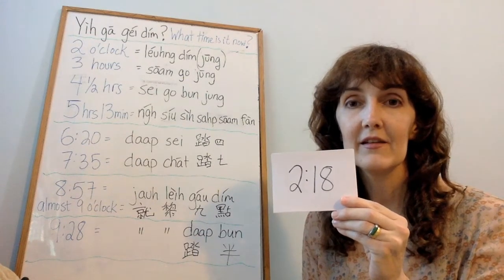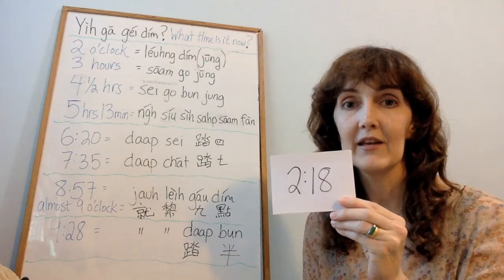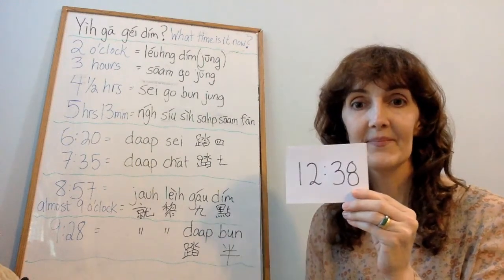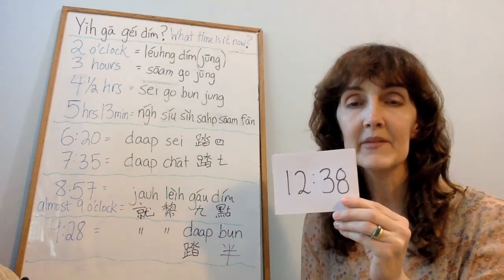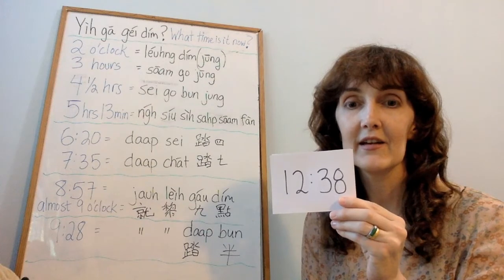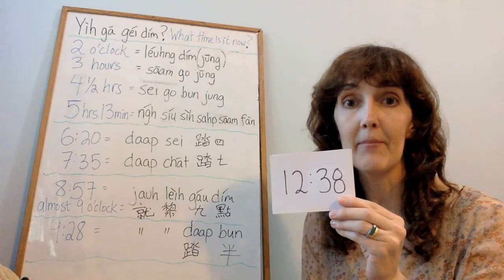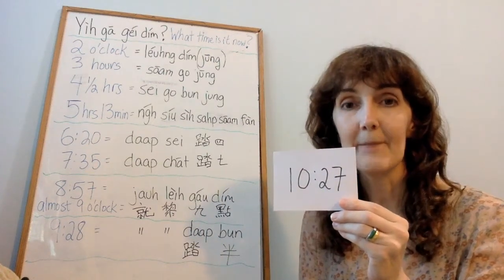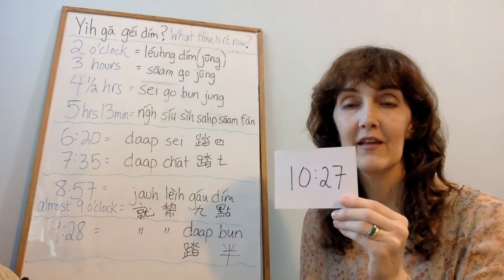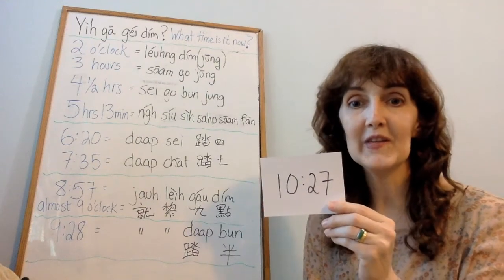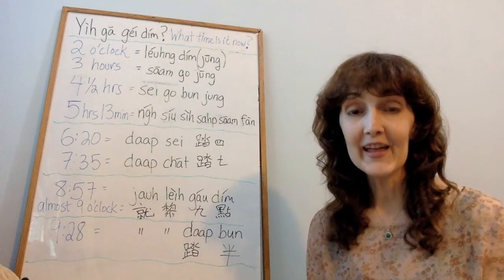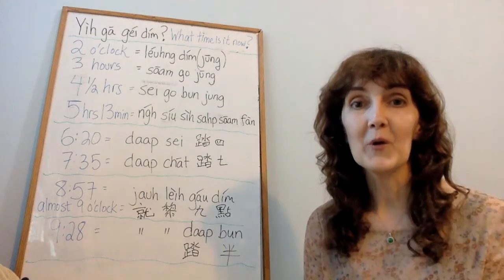2:18 you could say 就嚟搭四, right? 就嚟搭四, which would be almost 2:20. 12:38 this could be 就嚟搭八. And 10:27 if you didn't want to be so precise, you could just say 就嚟搭半. Okay? So I hope that was helpful, and that was a little bit going more in depth.